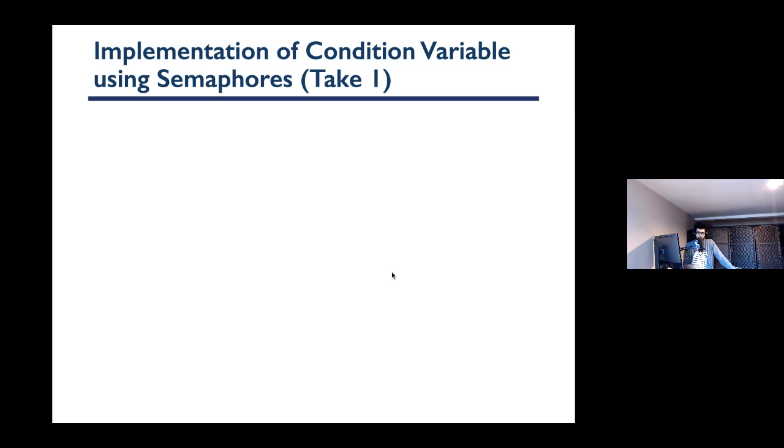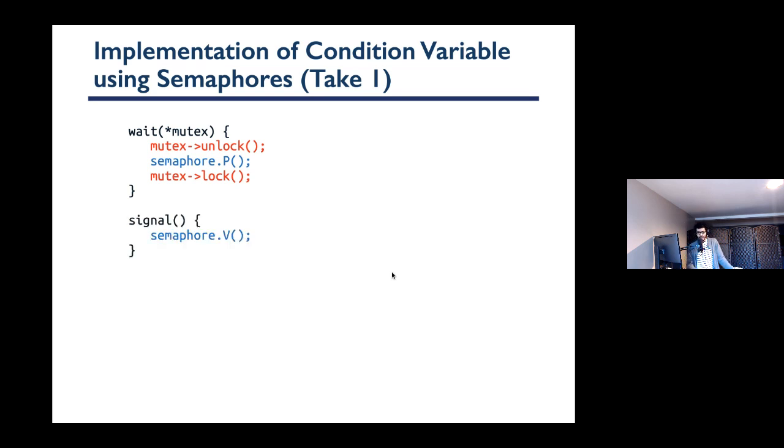Now let's try to implement condition variables using semaphores. This is my first try. I actually saw somebody do something similar to this right after the lecture last week. So here comes the implementation of condition variables using semaphores. This is take one. What's wrong with this implementation? For signal, I'm just using V. For wait, with the mutex, I unlock the mutex, I call P, and then the moment I wake up, I lock the mutex again.